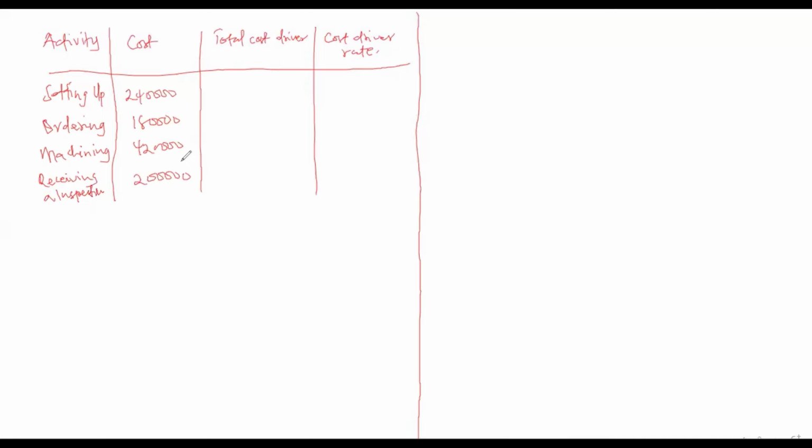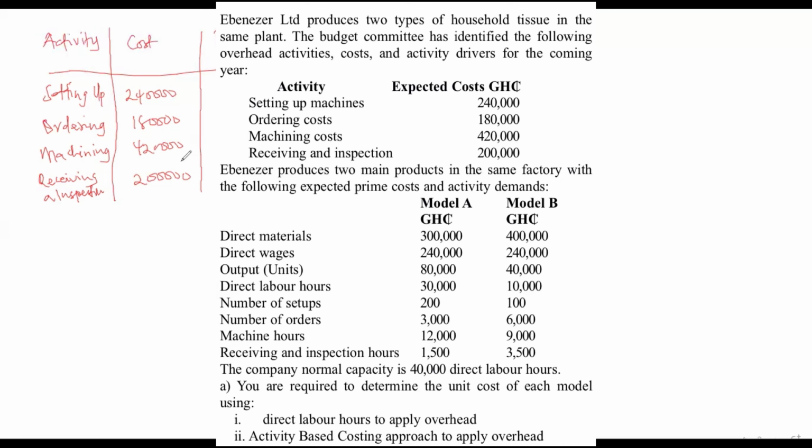So for the total cost driver, you will be given the cost drivers in the question. What you need to do is to add each cost driver. So if you have three products and the number of setups for products A, B, and C, we add all the number of setups for all the products. That will be your total cost driver. So here we have model A and model B. We are going to add the number of setups for both model A and model B, add the number of orders for model A and B, and do the same for machine hours for model A and B. That will be our total cost driver.